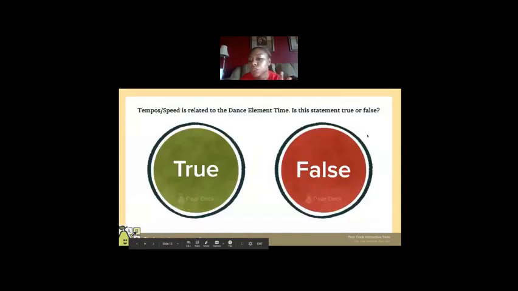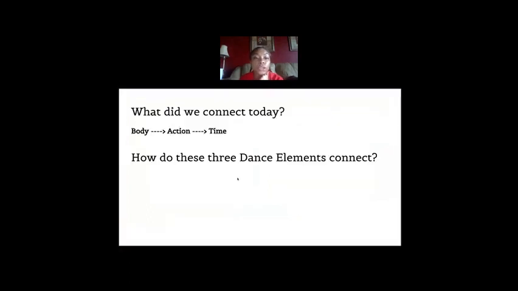So this is just a simple true or false question. Tempos and speed is related to the dance element time. Is this statement true or false? Right, it is true. If you click true, you're correct. It is related to the dance element time.